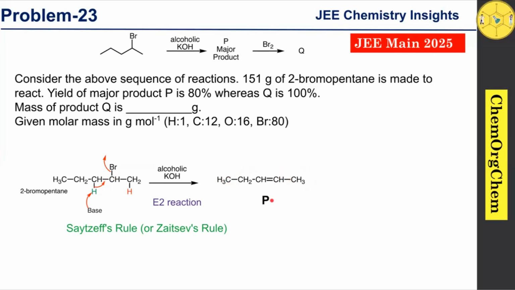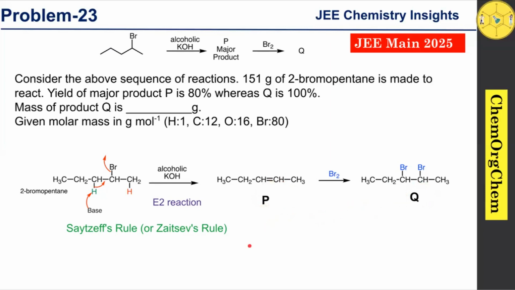Now this product P further reacts with bromine. In this step, an addition reaction takes place. The bromine molecule is going to add across this double bond, producing this dibrominated product. So this is our product Q. So we successfully found the structure of product P as well as product Q.